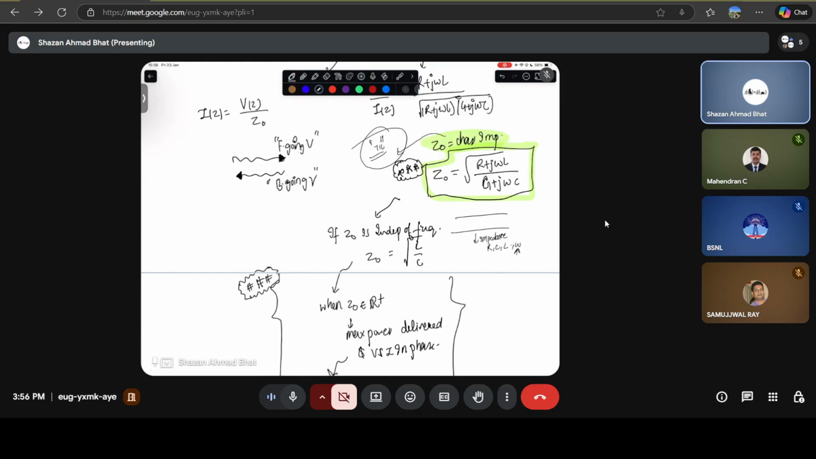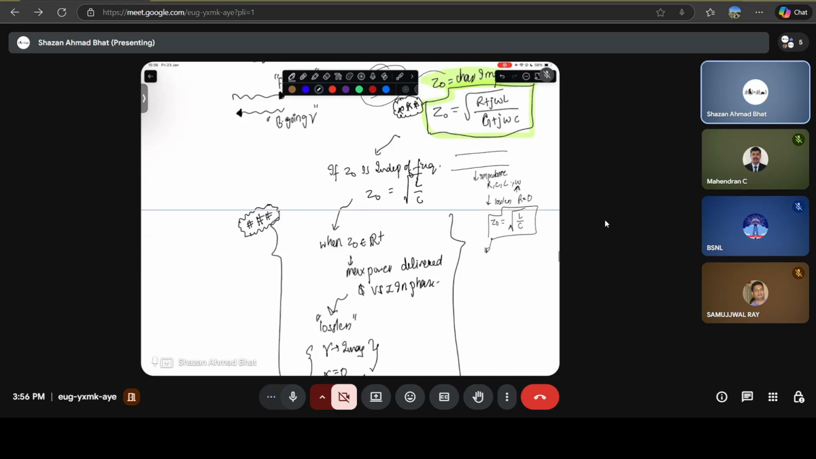But what happens if the transmission line is lossless? That means if the transmission line is lossless, then R and G are zero, and you get Z naught to be equivalent to under root of L over C. That means this impedance is dependent on the L and C.